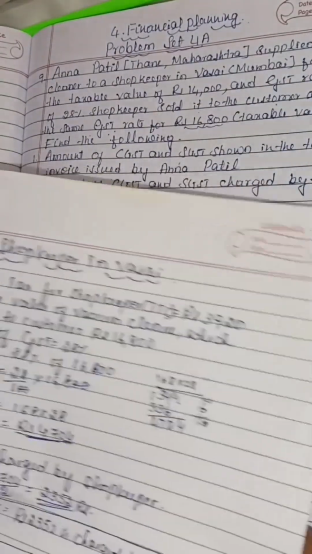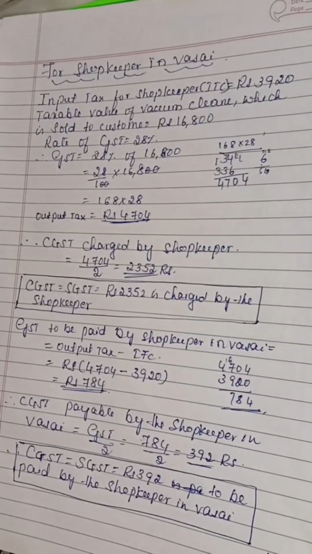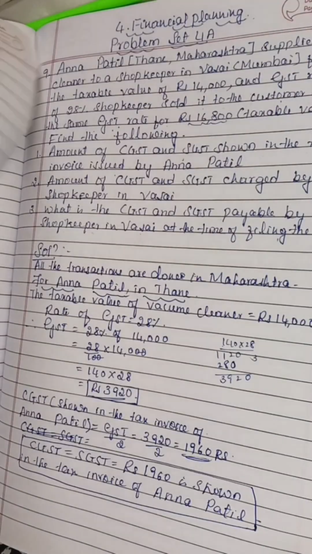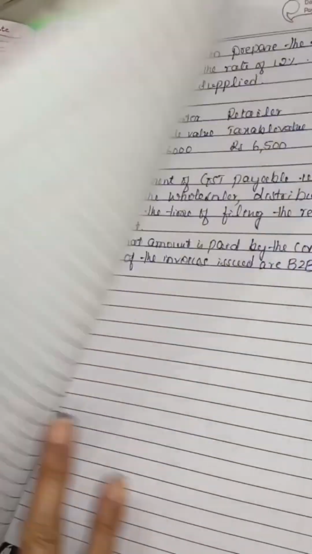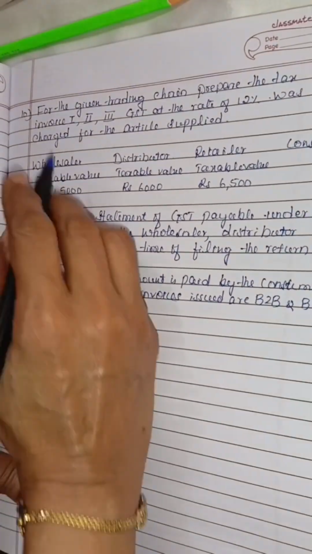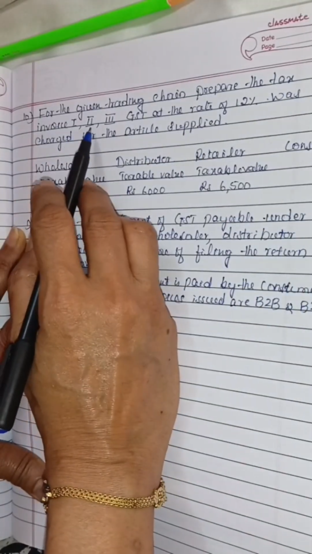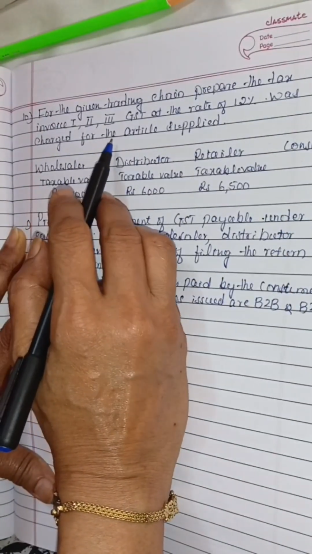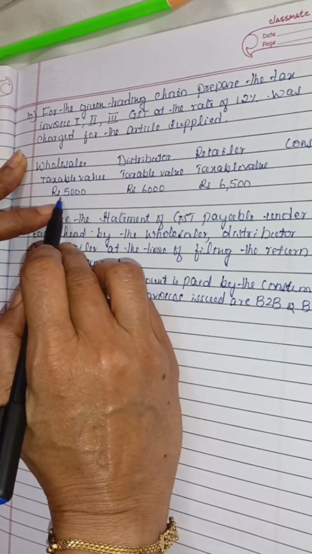All three questions are done. Now, the last question in this problem set is the 10th one. Question number 10. For the given trading chain, prepare the tax invoice first, second, third. GST at the rate of 12% was charged for the article supplied. Here, wholesaler taxable value is rupees 5,000.